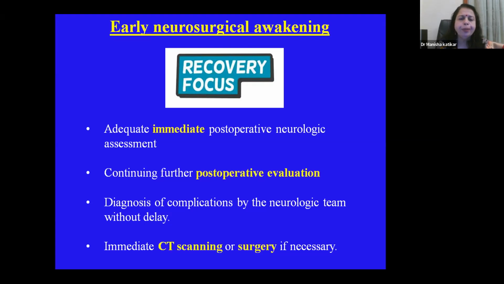And if there is any complication, if the patient becomes drowsy post-operatively, then the complication will be diagnosed by the neurological team without any delay. And if required, immediate CT scanning or surgery, whatever is needed, can be done immediately. But for that, your patient has to be wide awake on the table before you shift the patient to the intensive care.